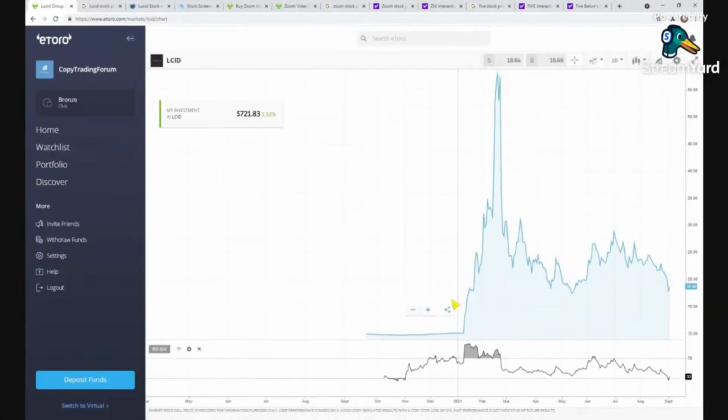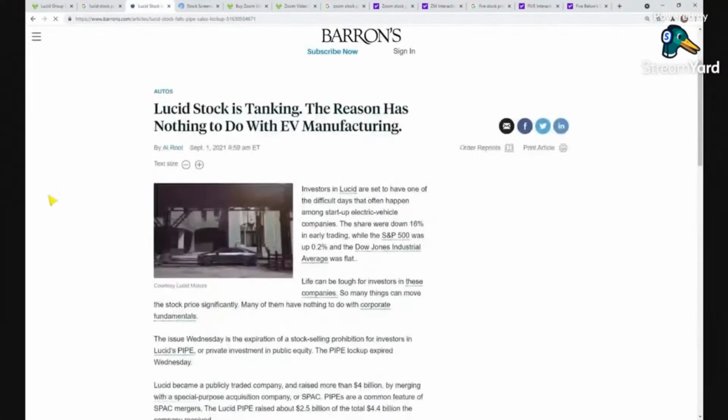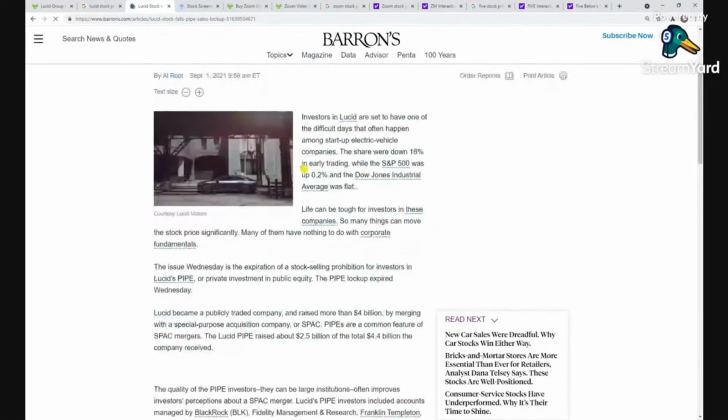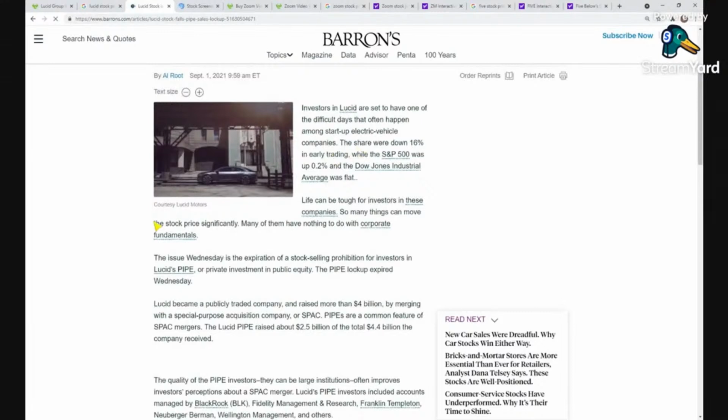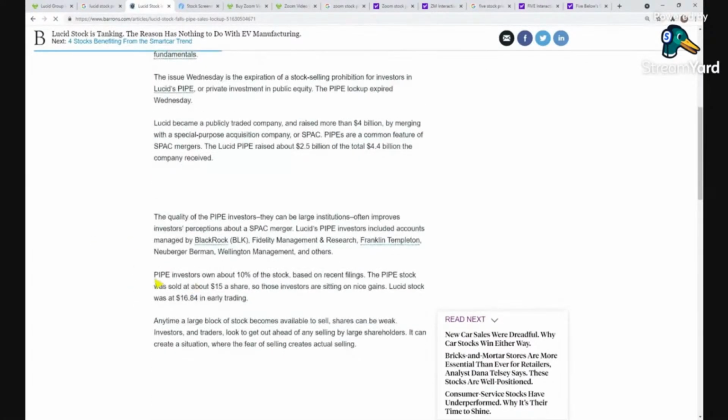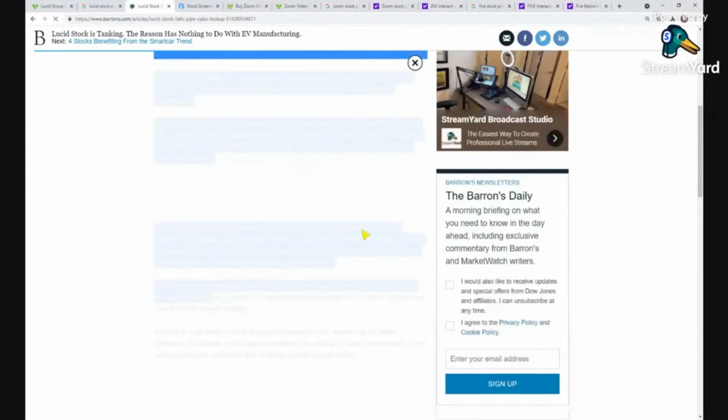I'll just delete one. So you can see there it dropped down to below the RSI, and why it dropped. I did some research on this stock. What happened was that the investment funds that own 10% of the shares, this company started off on a SPAC like eToro is planning to do. But just a few days ago, the PIPE investors, the private investors, the hedge funds who bought the shares at $15 per share, were allowed to sell their shares.